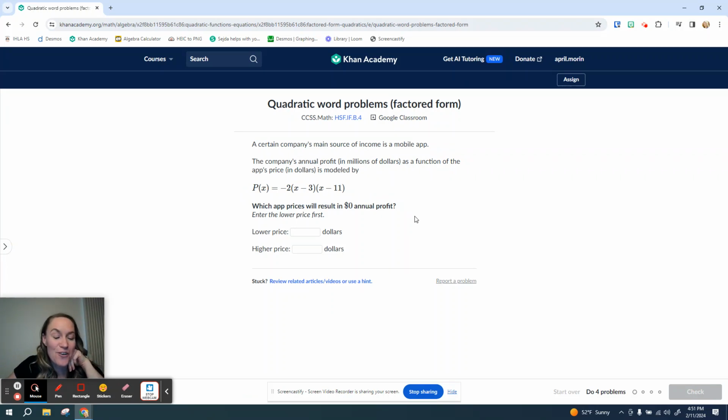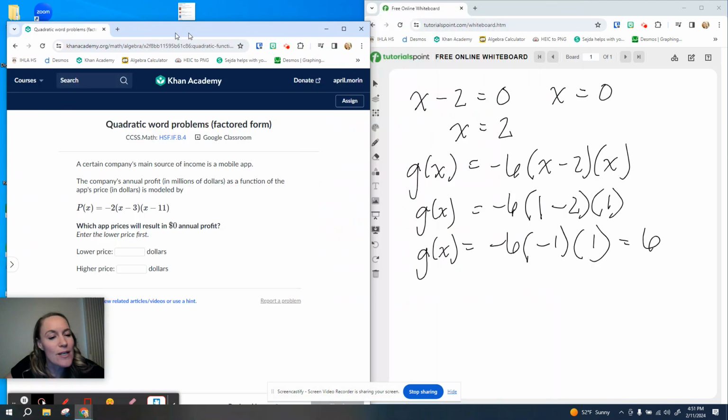Okay, so now all we're doing is we're finding the zeros. And it's just, instead of just getting a random function for no reason, we actually have a word problem associated with it. No big deal. You can read the problem. I'm just going to take the easy way out, and I just know that which app prices result in $0 annual profit. I'm looking for those zeros. That's all I'm going to do.